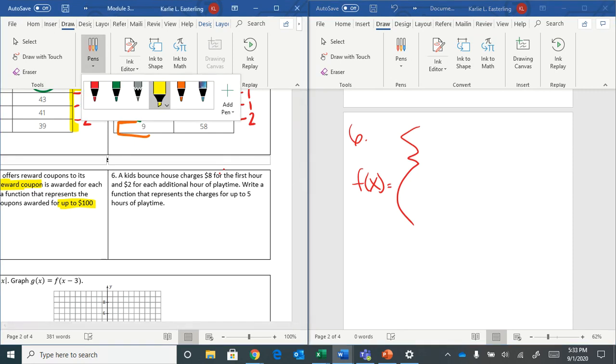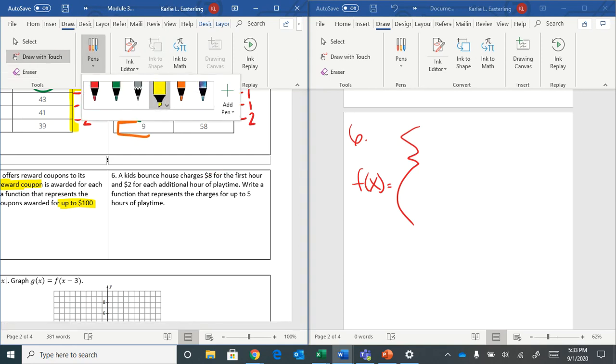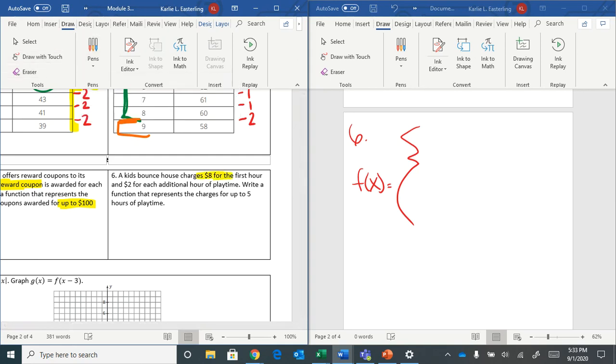A kid's bouncy house charges $8 for the first hour and $2 for each additional hour of playtime. Write a function that represents the charges for up to 5 hours of playtime. So we're going to come back over here. And so what we are controlling here is that cost. And what we control is always going to be in our y-axis.